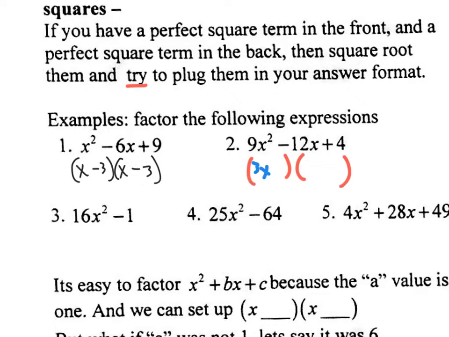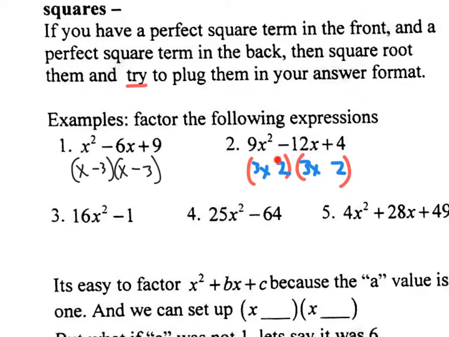And we're also going to write, what about the square root of 4? 2. So I'm going to write a 2 right here. So again, I want to write the 3x in the front and the 2 in the back. Now, the real question is, what signs belong in here and here? Well, both of them have to be negative. How do I know that?